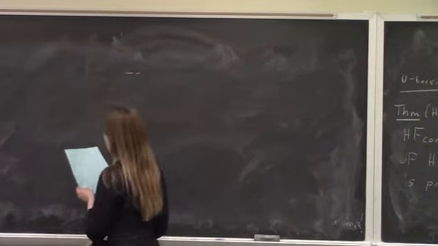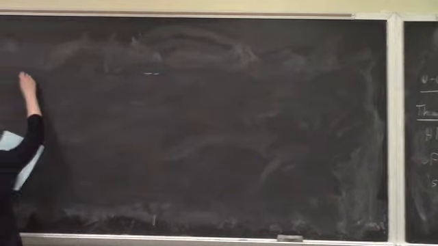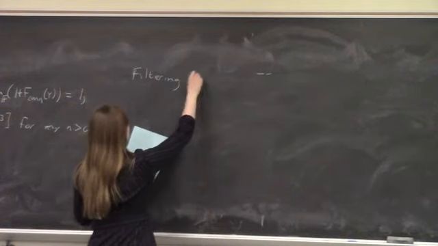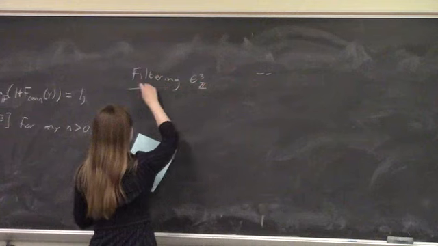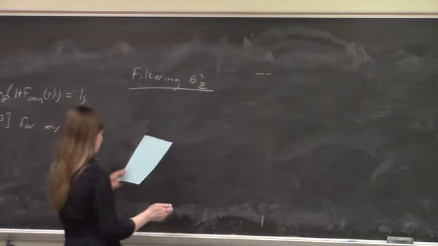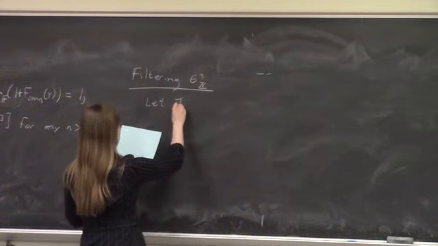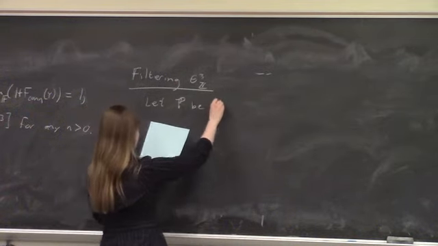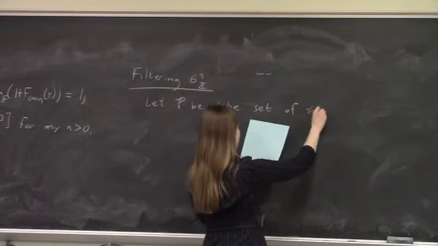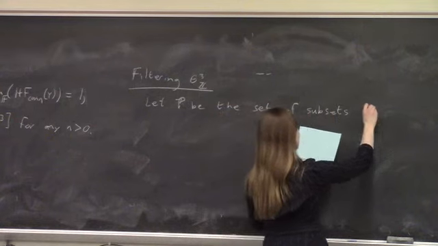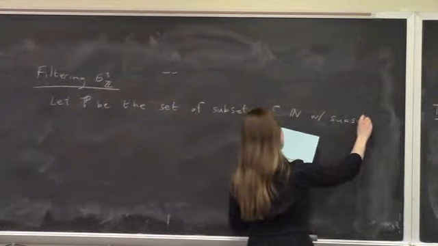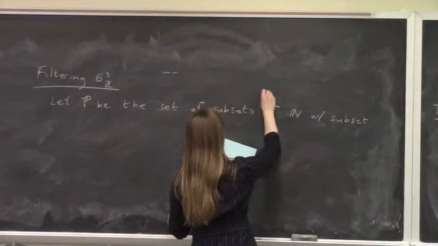And for a second application, we can also use this to filter Theta_Z^3. What do I mean by that? I'm actually just going to do the thing and then it will become clear what I mean by that. Let P be the set of subsets of the natural numbers, with the subset partial order. Subsets, we'll call them P.